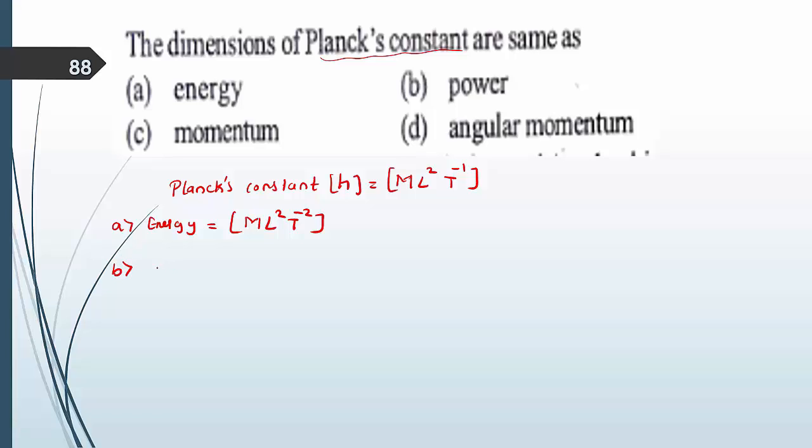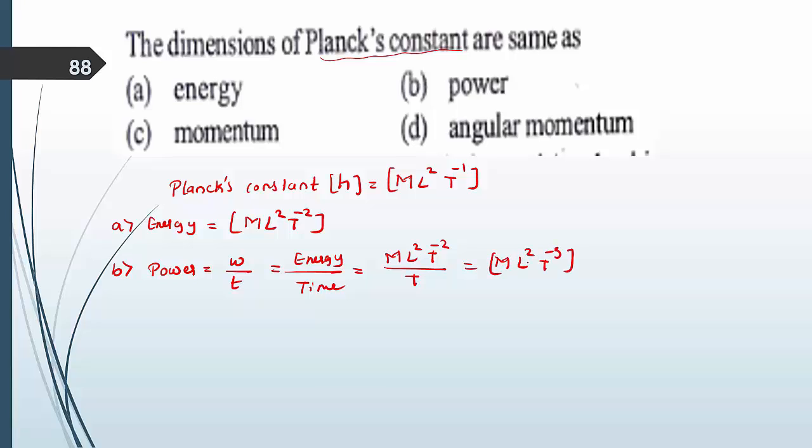Leave it. Come to option B, power. Power is rate of doing work, that is W divided by T. W is equal to energy. Energy over time. Energy has the dimension m L square t raised to minus 2, divided by T. So we will get m L square t raised to minus 3. So this is also different from Planck's constant. Leave it. Come to option C, momentum. Linear momentum is given by the equation P equal to m into V. That is mass into velocity, having L t raised to minus 1 dimensional formula.